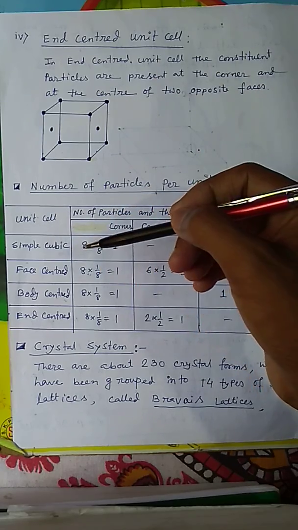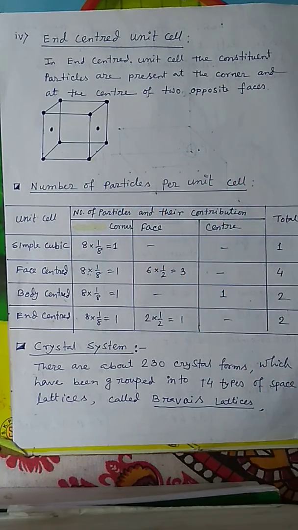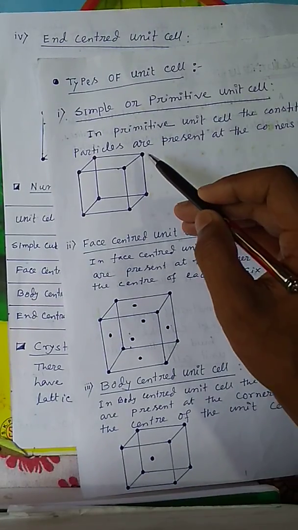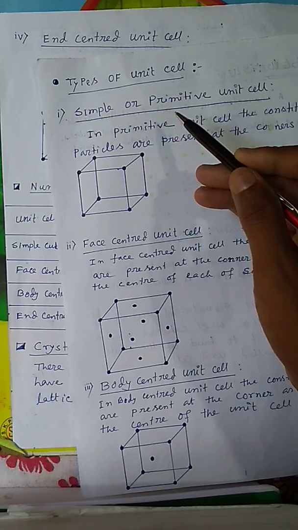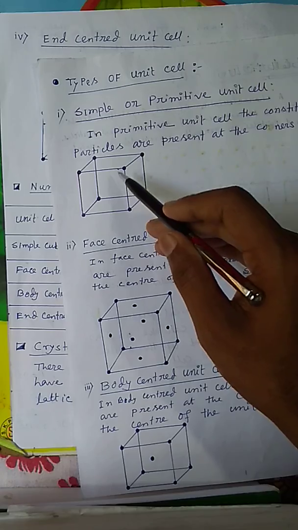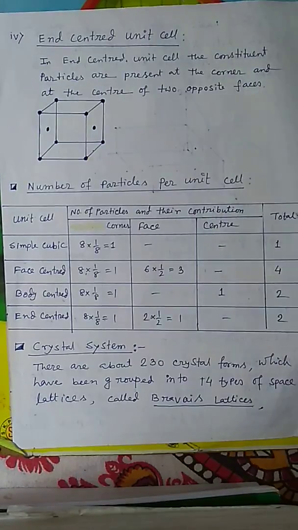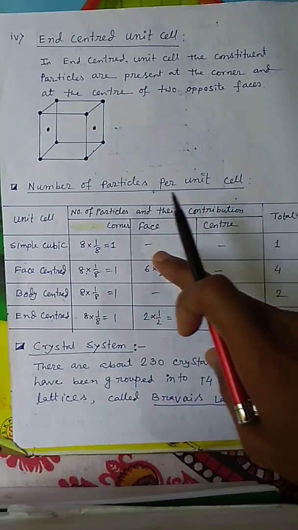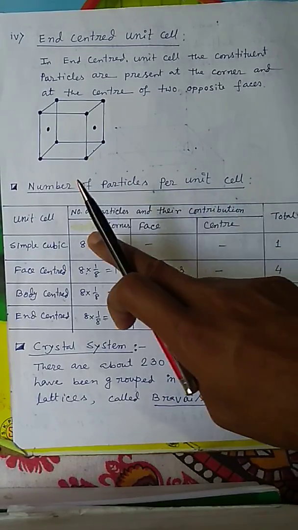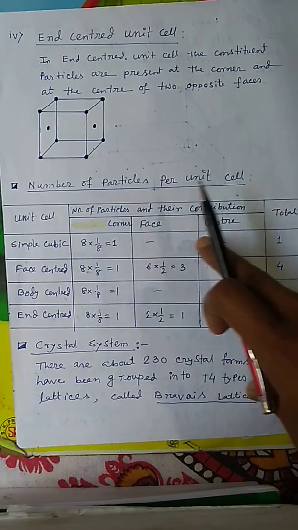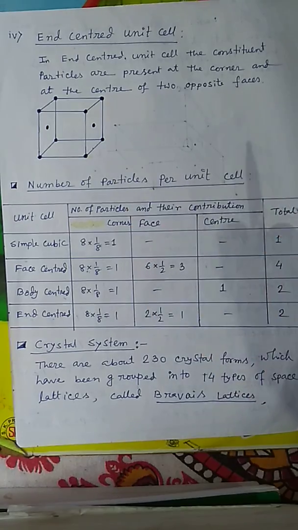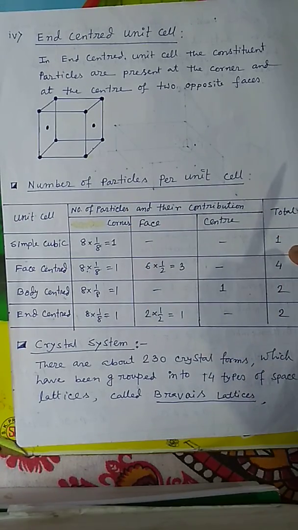So in simple cubic unit cell, there are 8 particles present at 8 corners, and each particle is shared between 8 unit cells. So the contribution of this particle to this unit cell is 1 by 8. So 8 into 1 by 8 is equal to 1. There is no particle present at face and center, so no contribution from face and no contribution from center. That's why in simple cubic unit cell, the total number of particles present is 1.